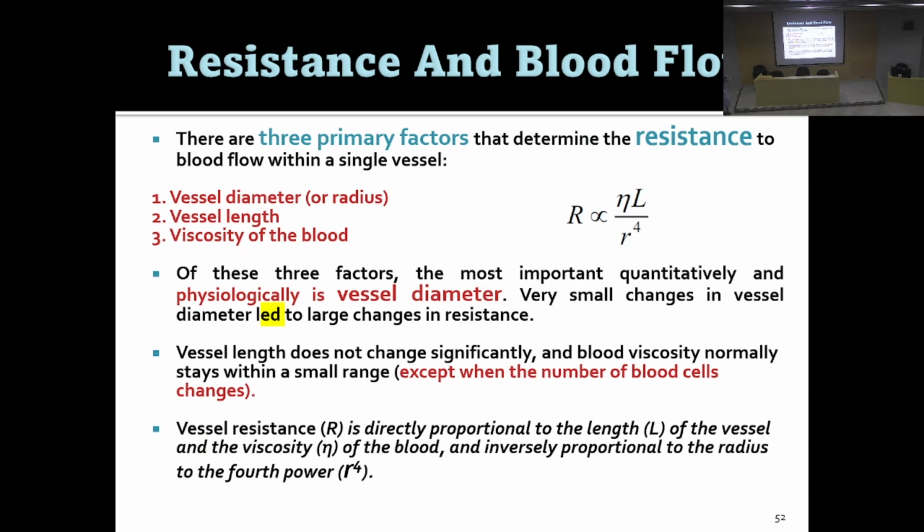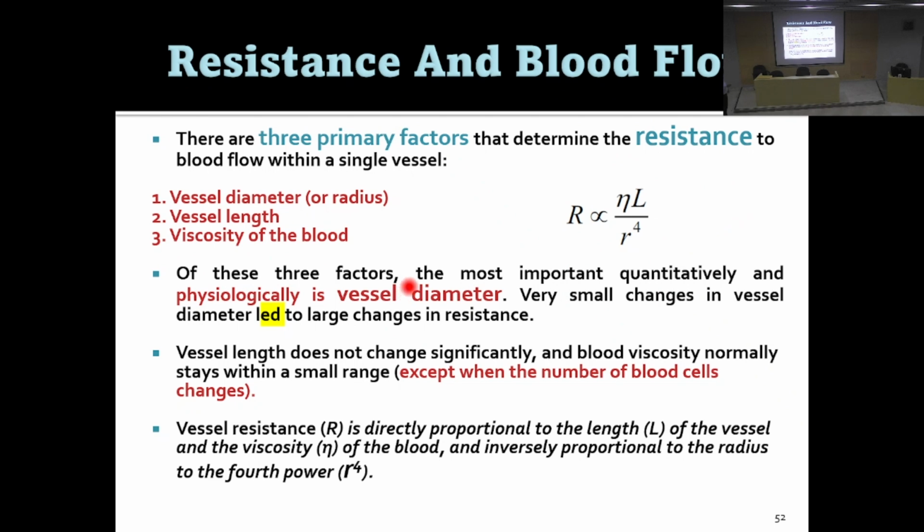Now, I'm just telling you that it's important, the R to the power 4. Okay? Now we're going to see that this, I brought this here. You see, there are 3 primary factors related to the resistance, which is eta, we call it viscosity. Some people say mu, but most of the time, it's eta. And the length of the tube and the radius of the tube.